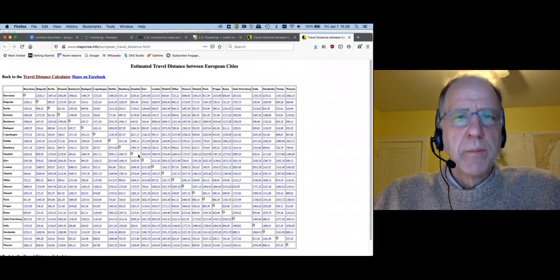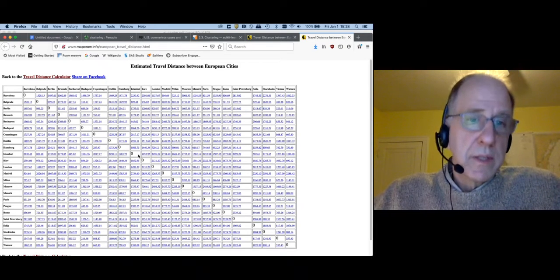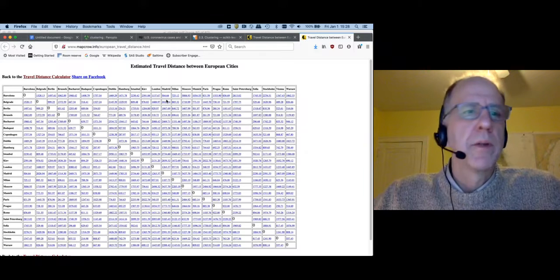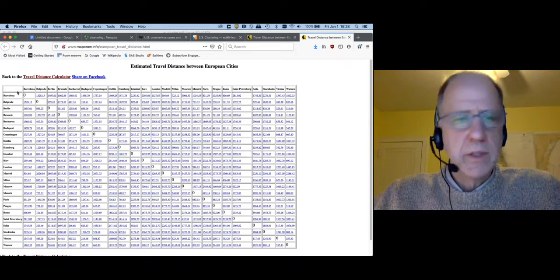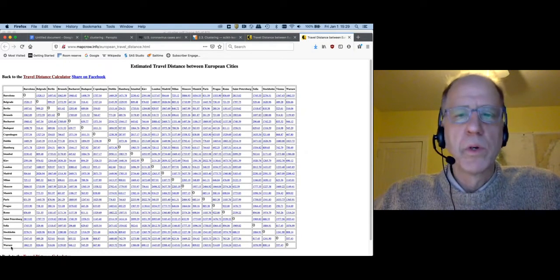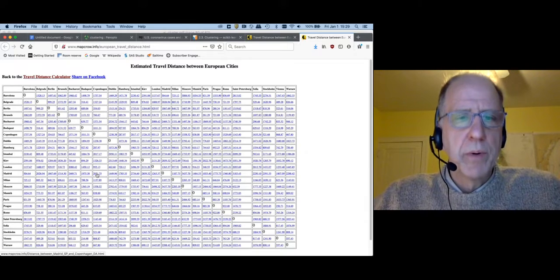So the typical starting point for hierarchical clustering is the distance matrix. I found this distance matrix out on the web, which gives the distances between 24 cities in Europe. So we can see Barcelona all the way through Warsaw. And so this will be the starting point.